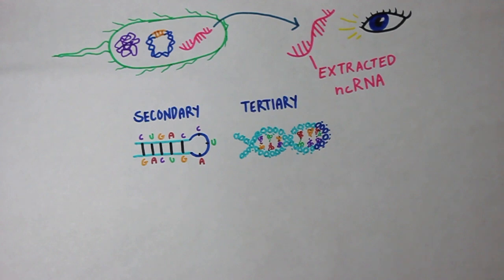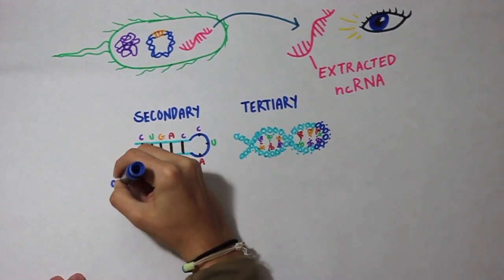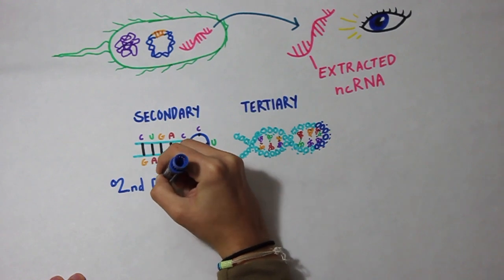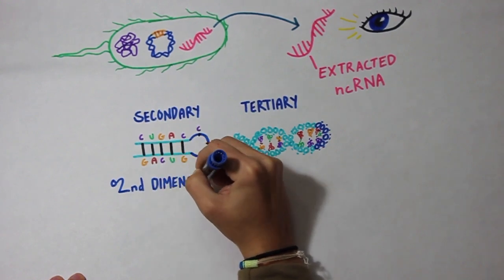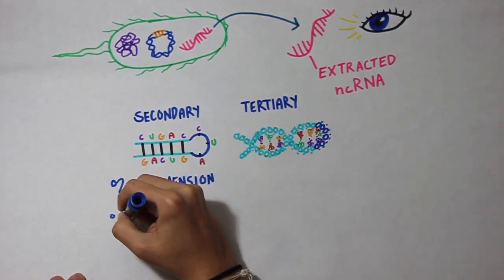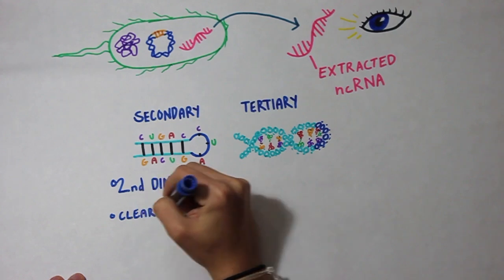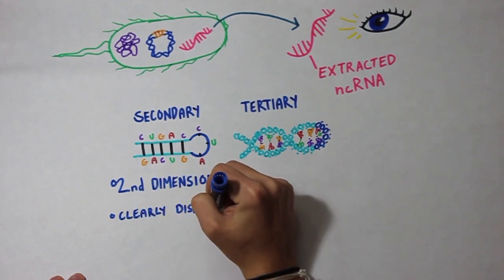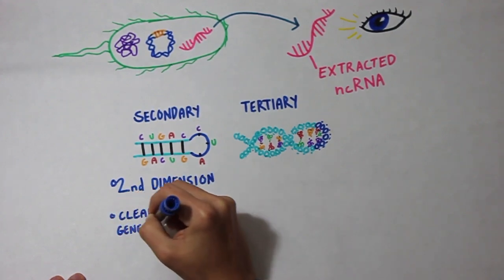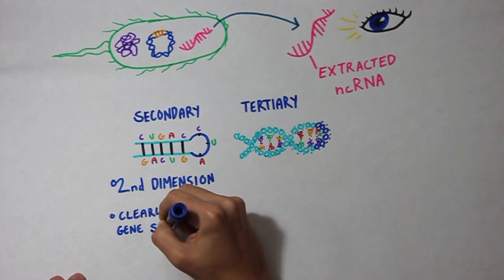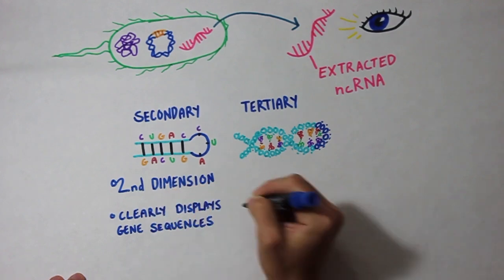A secondary structure represents a structure inside a molecule characterized by the folding of nucleotides, which can be modified. Secondary structures are restricted to the second dimension. This means, although they may not display all of the realistic forms that strands of genetic material may take, they may be simpler to understand as they clearly display the sequences of genes.